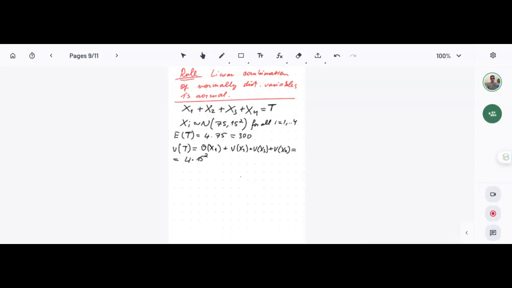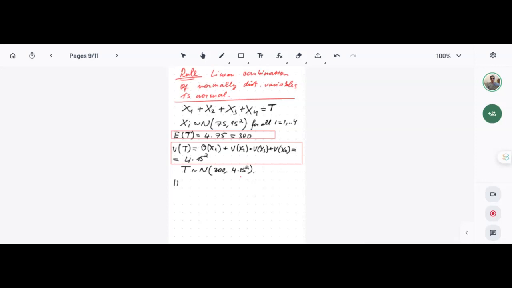So this is the expectation of the new variable T. This is the variance. So the new variable T is actually normal, because I know that a linear combination of normal variables is still normal. So T is going to be normally distributed with mean equal to 300 and with variance equal to 4 times 15 squared. Okay.